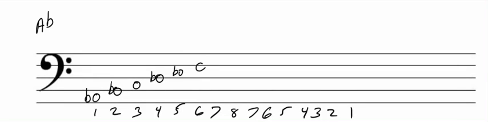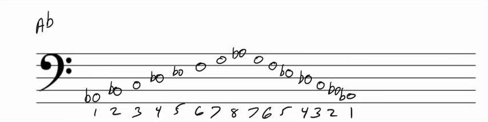The sixth note is F. The seventh note is G. And the eighth note is A flat. So that's our scale going up. Let's write it coming back down. F, G, E flat, D flat, C, B flat, and A flat.